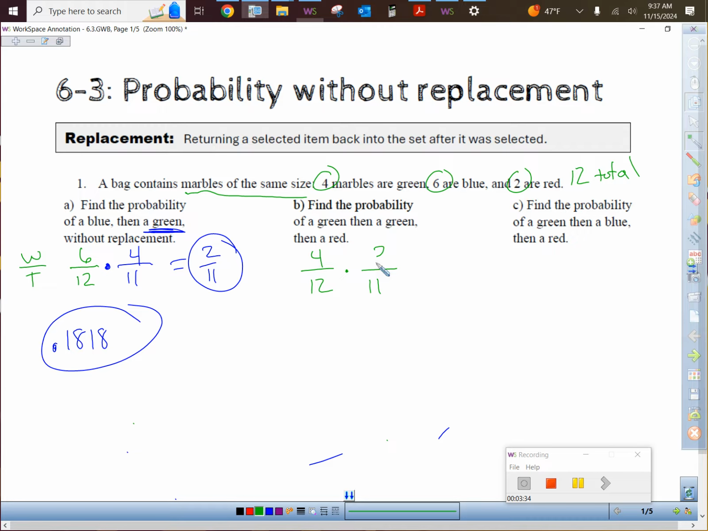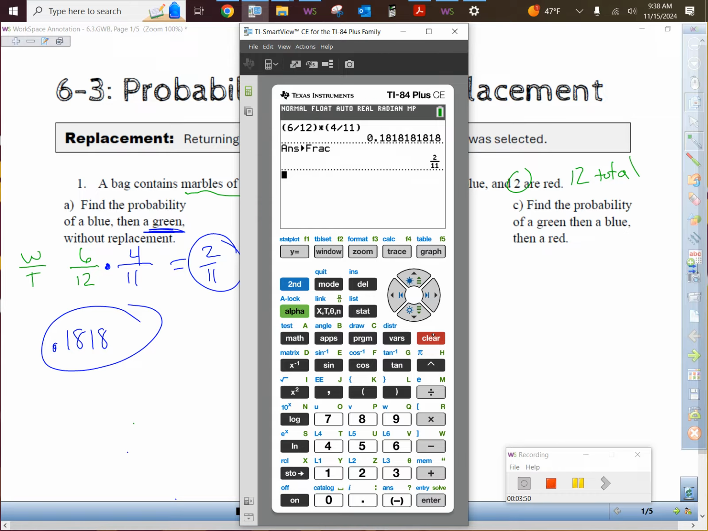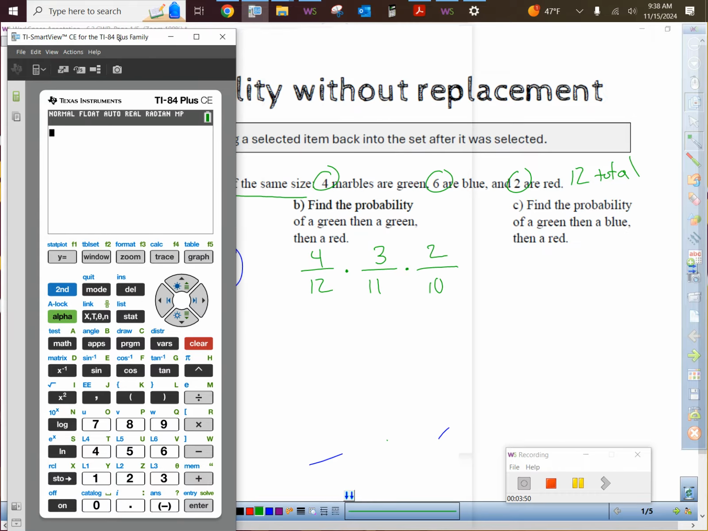Cool. And then, would you believe we've pulled another marble out of the bag, so there are only 10 there this time. And then they say a red one. Well, all the red ones would still be in there. So we'll go to the calculator and use parentheses for each one of those fractions. 4 divided by 12, parentheses, times 3 divided by 11, parentheses, times 2 divided by 10. And then we'll round that to 4 decimal places.